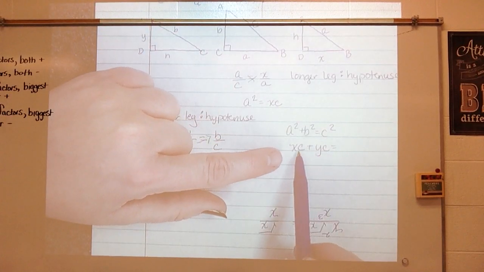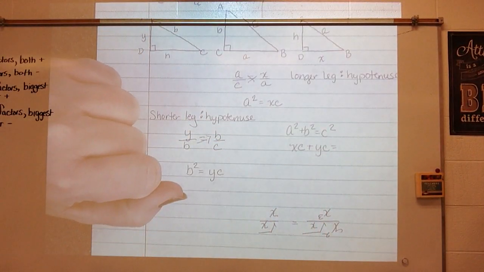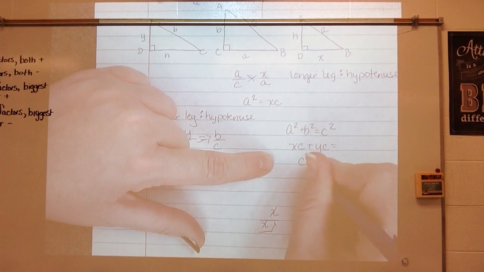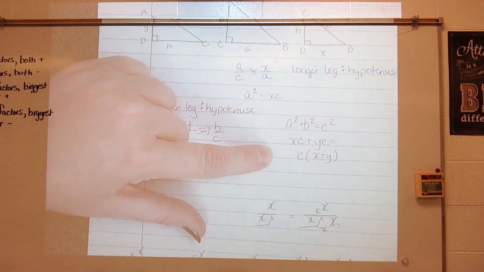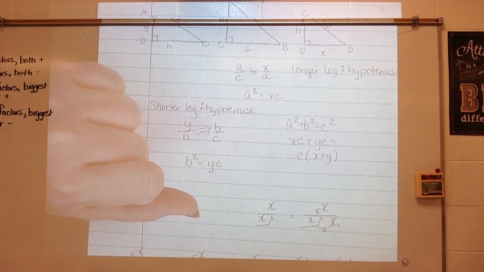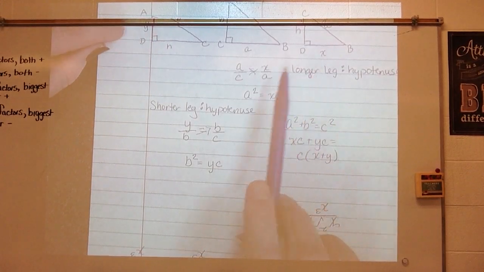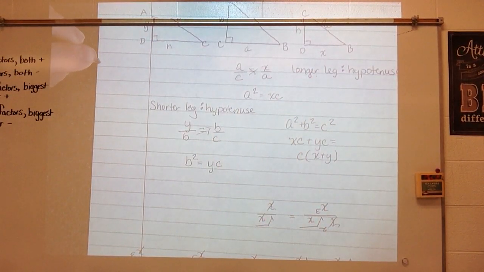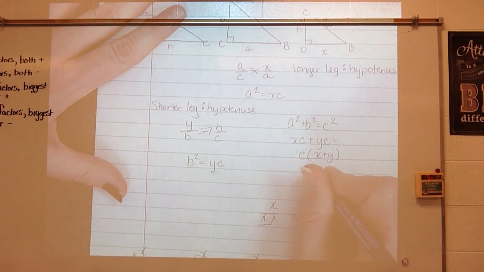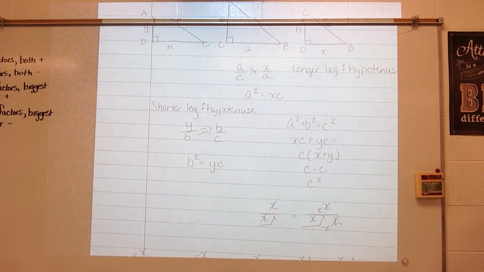So let's look at this. I can pull a C out. I get X plus Y. X plus Y is a C. So I have C times C, which is C squared. Alright, so I have A squared plus B squared equals C squared. And we've proven the Pythagorean theorem using similarity.